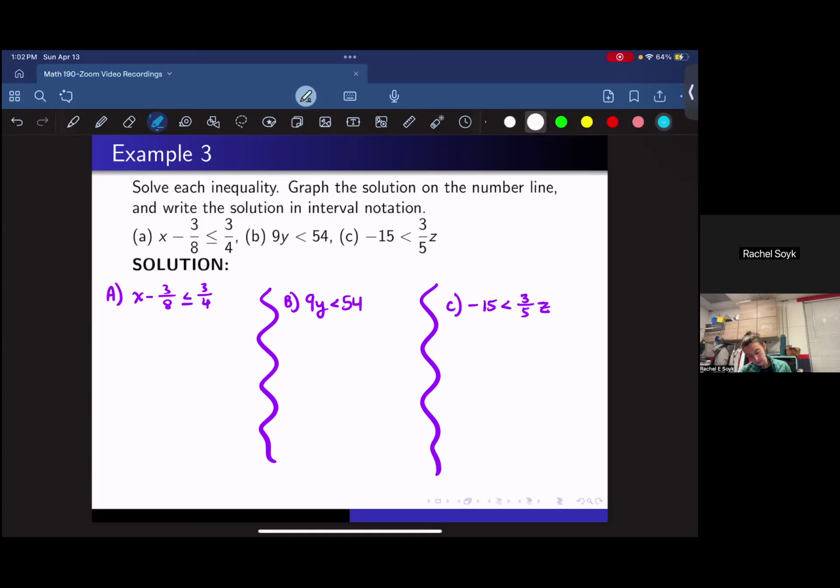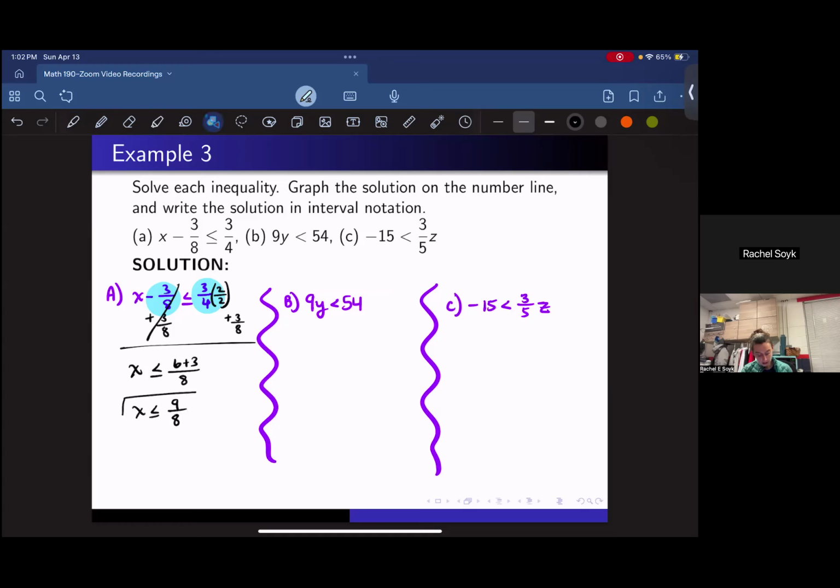Let's combine some like terms here for that A value. We'll add 3/8 to both sides utilizing our inverse operations. Notice that I'm multiplying 3/4 by a fancy form of 1 so that we can get that common denominator so that we can just add the numerators. And so we're looking at x is less than or equal to 9/8.